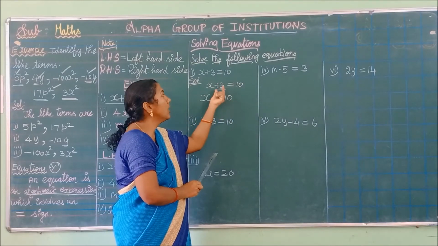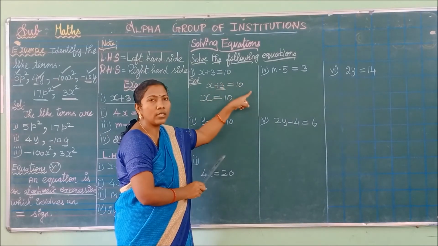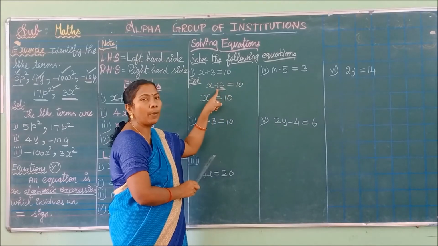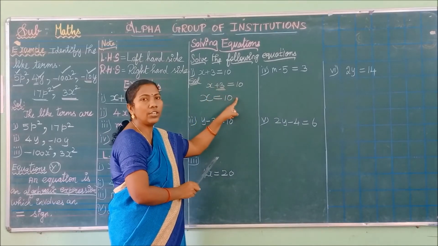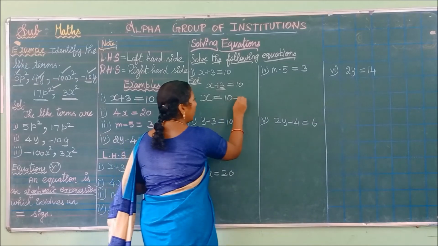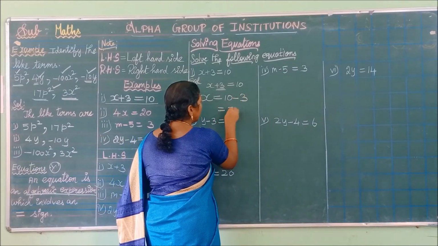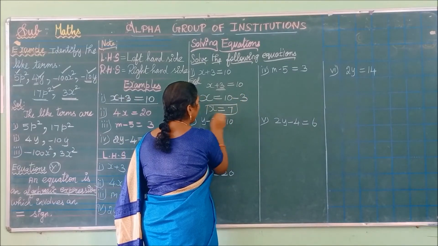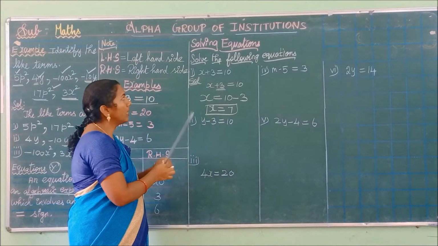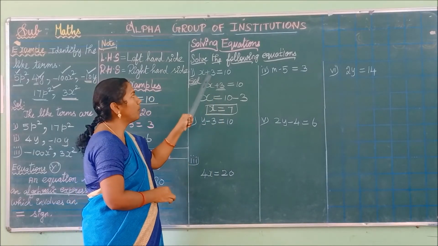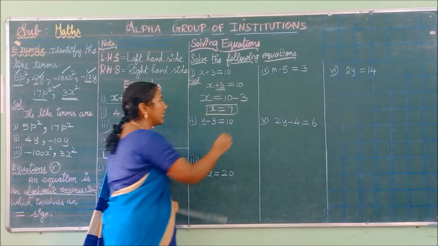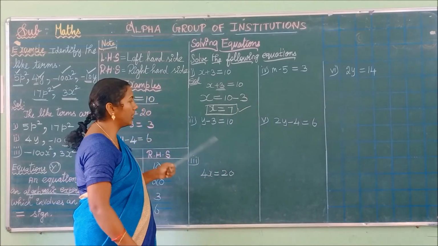If you change any number from one side to another side, we have to reverse its operation. So this addition changed into subtraction. So 10 minus 3. So what is your answer? x. The value of x is 7. We can easily check our answer. 7 + 3 = 10. So our answer is correct. Do you understand, children? See the next one.